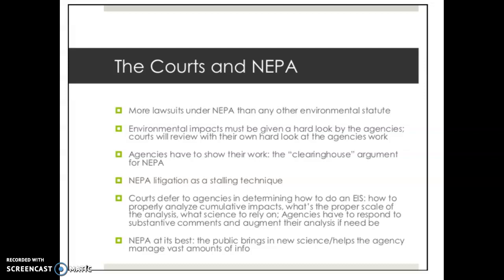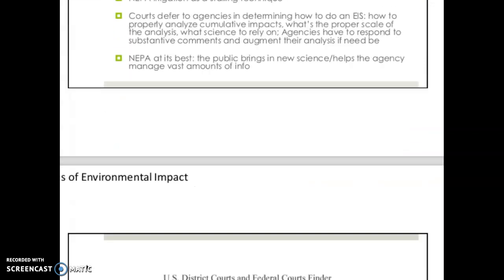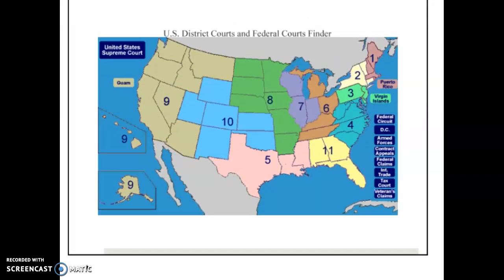Then the agencies have to respond to substantive comments and augment their analysis if need be. So if there's something substantive that's issued to the Forest Service, they need to respond to that. And that's NEPA at its best, where the public or an industry group can present a new area of science, and the agency can respond and use that science to put out the best analysis that they know how to do. The last slide here is just to show some of the district courts.